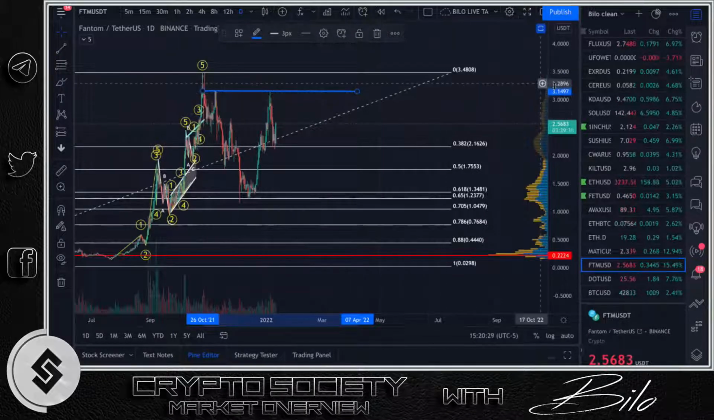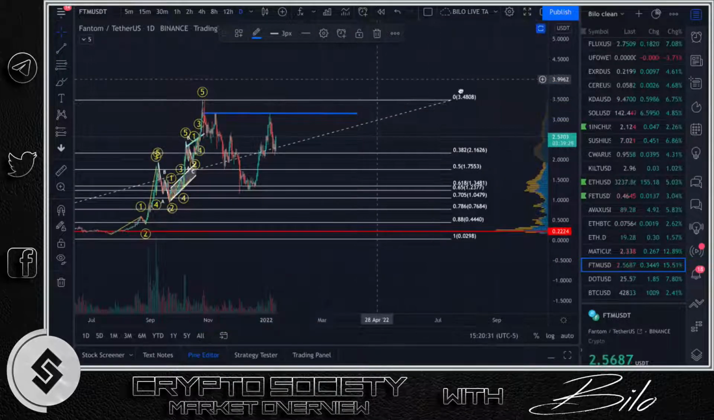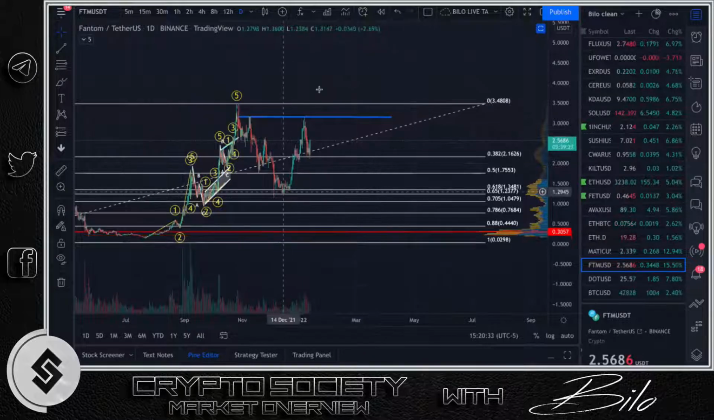So that would be nice to play out as well. And there's no reason why it wouldn't, because we have here a new cycle going up. Very obviously, it's a new cycle. So this would be wave 1, wave 2, wave 1 of 3, wave 2 of 3, and wave 3 of 3 would be somewhere up here.